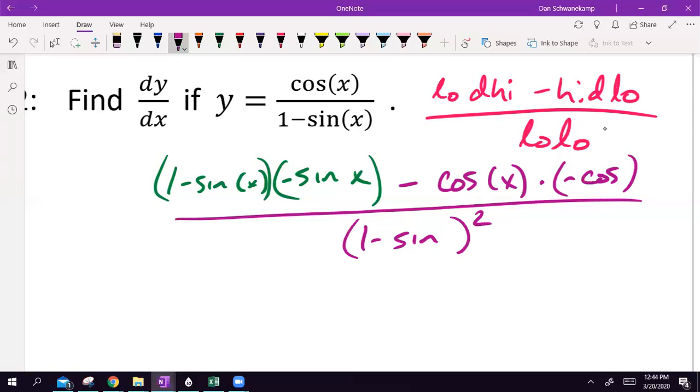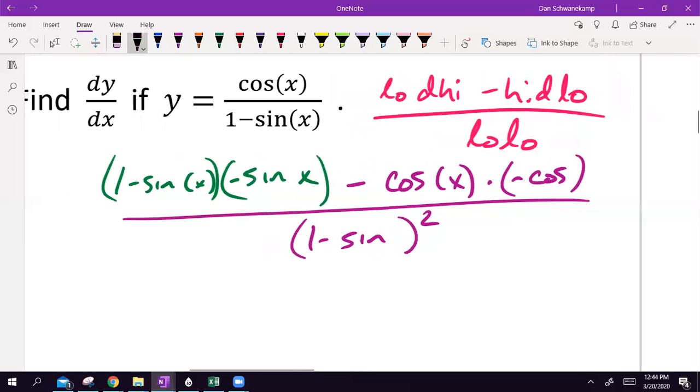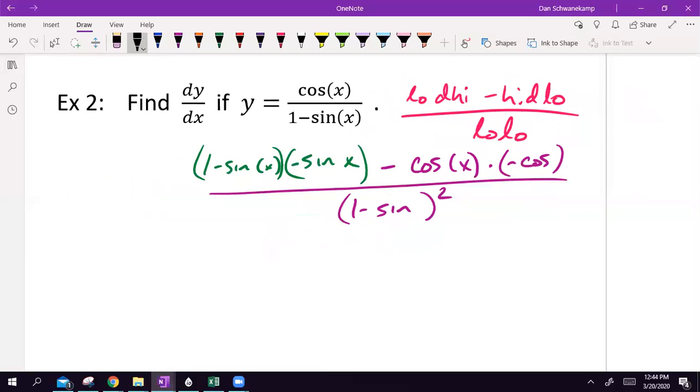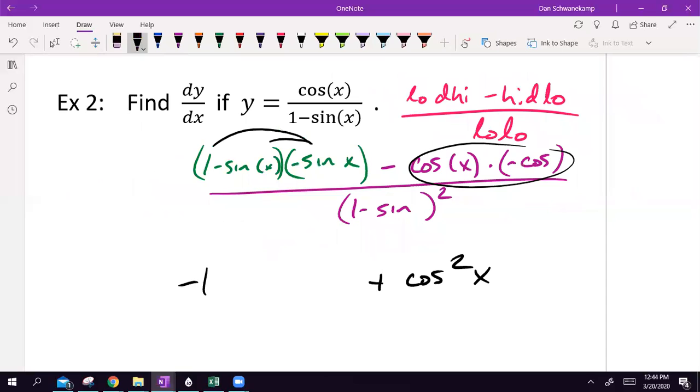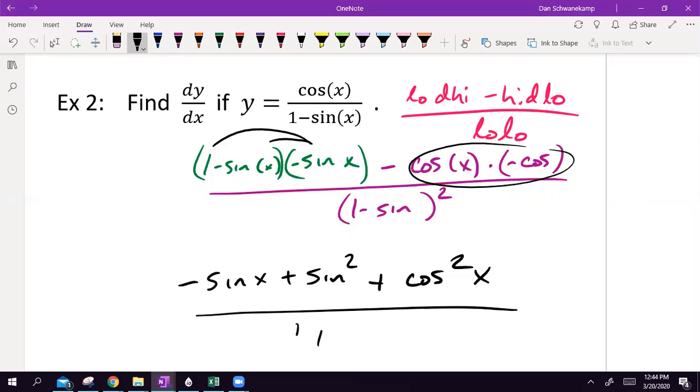That would be a perfectly good answer. We could go ahead and simplify that. I am not going to do that because I don't think that's something you would particularly want me to do. But things like this would become positive cosine squared. I'm going to go super fast. Positive cosine squared. And if I FOILed this out, it would be negative sine x plus sine squared, all over 1 minus sine of x, I'm sorry, sine squared.